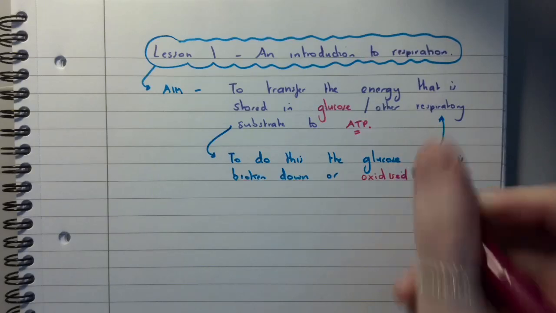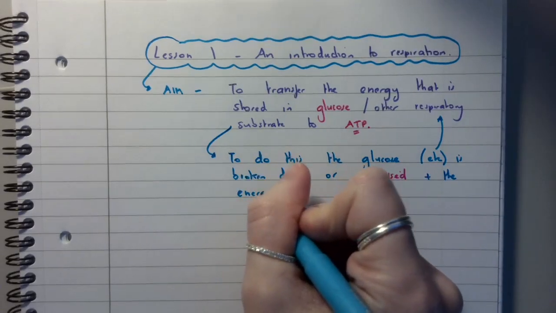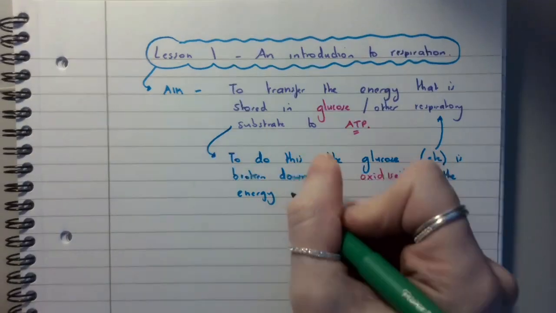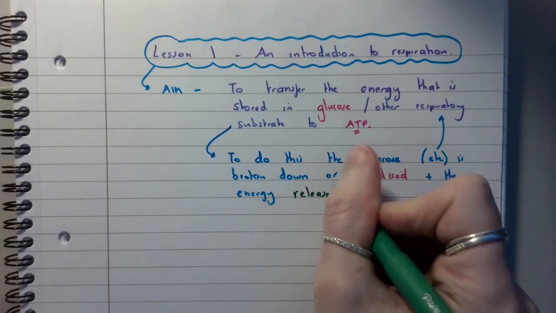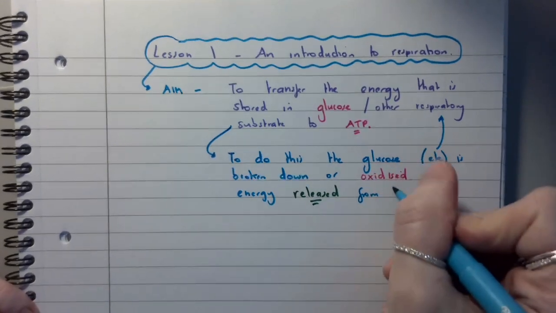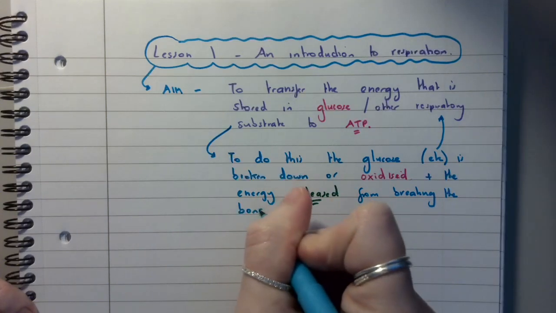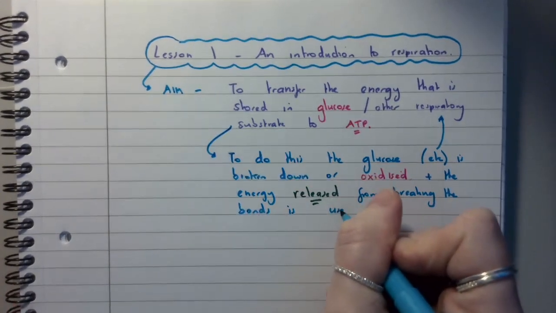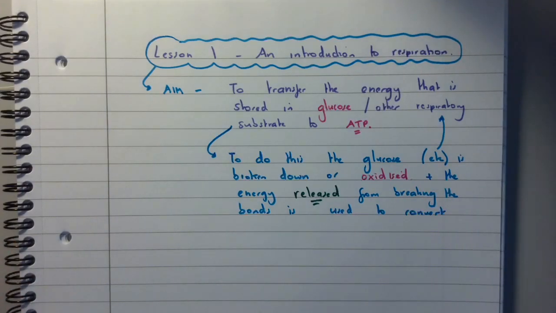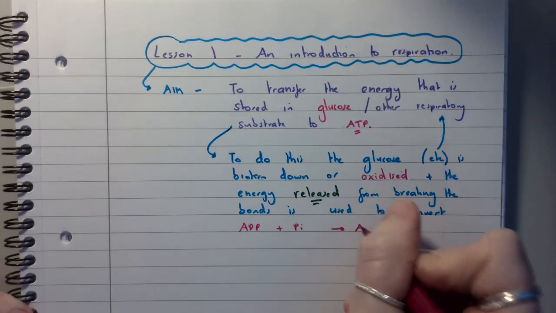So it's oxidized, and the energy that is released. Now this is important, I need to tell you about this. I'm going to use a different colour for this. And the energy released from breaking the bonds is used to convert ADP and Pi to ATP. So I just wanted to finish that bit off first.